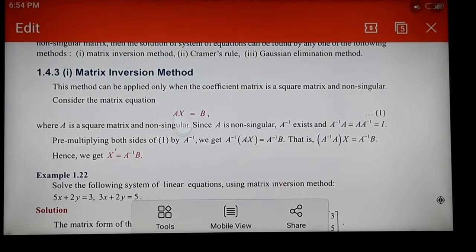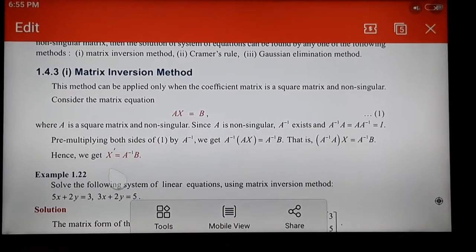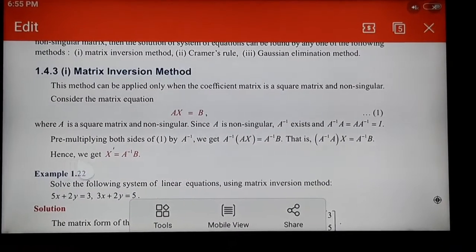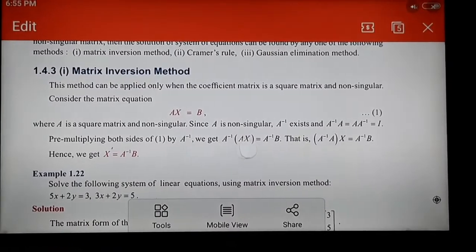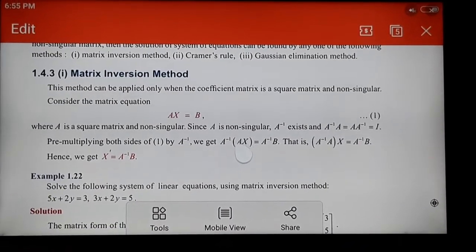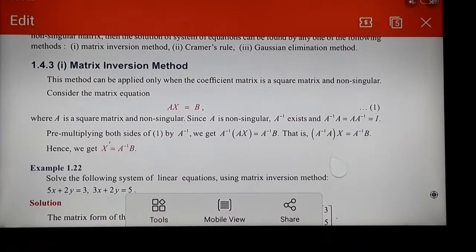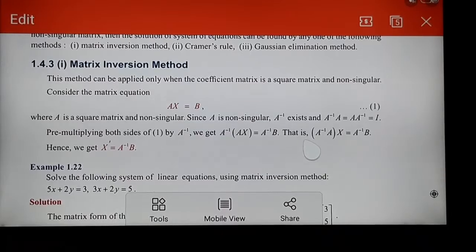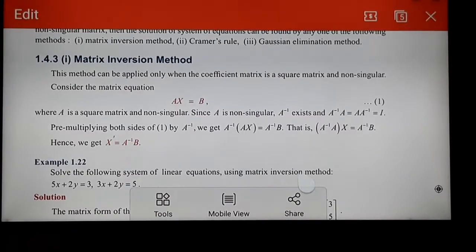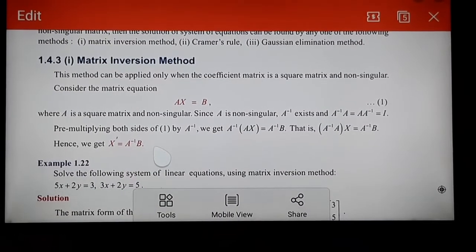We consider the matrix equation AX = B. Now, the solution of that equation by matrix inversion method is X = A inverse B. How does it come? We pre-multiply both sides by A inverse. Therefore, A inverse (AX) is equal to A inverse B. By using the associative property, the bracket changes. So, A inverse A is equal to I, that is the identity property. Anything multiplied with the identity remains the same. Therefore, IX is equal to X, so X is equal to A inverse B. That is the solution.